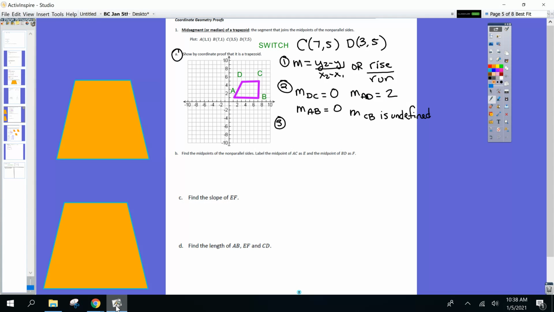Kyla, we just found DC and AB have the same slopes. What do I know about them then? They're parallel. Okay, so here we go. DC parallel to AB because slopes are equal. I'm also keeping in the back of my mind that this has to be a trapezoid. So not only do you have to tell me those two are parallel.